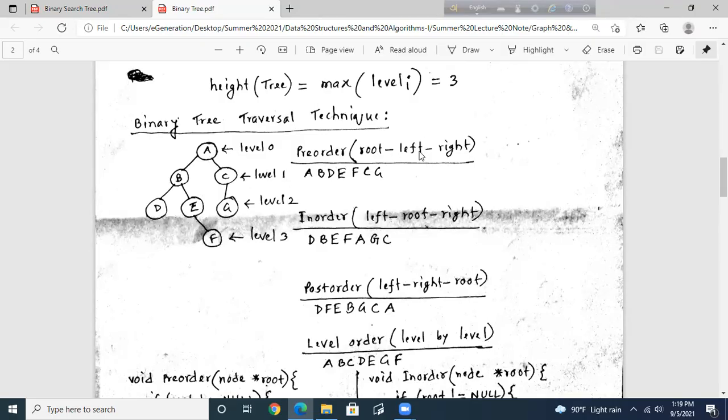Then left, you have to complete the whole left side. The left contains 4 nodes, B, D, E, and one more. Since the left contains more than 1 node, you have to rethink the algorithm again from the starting point.